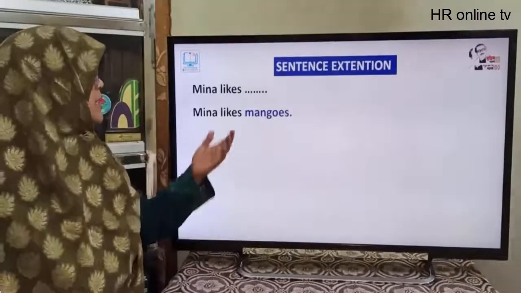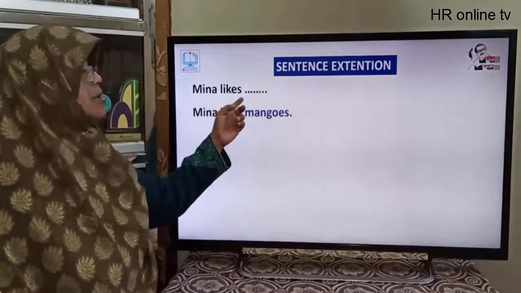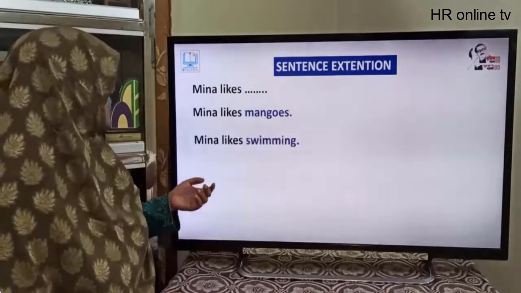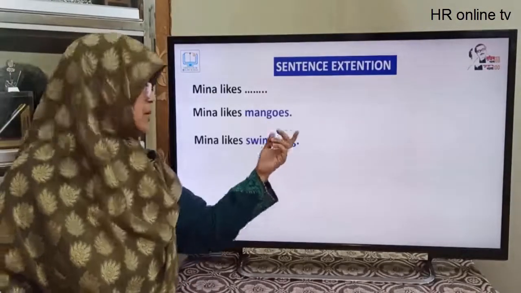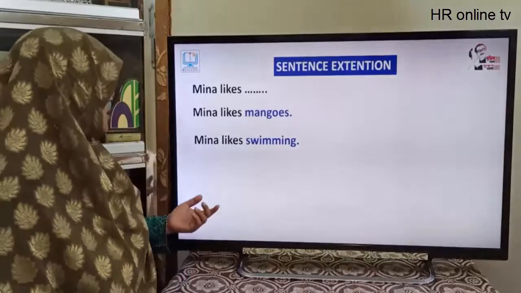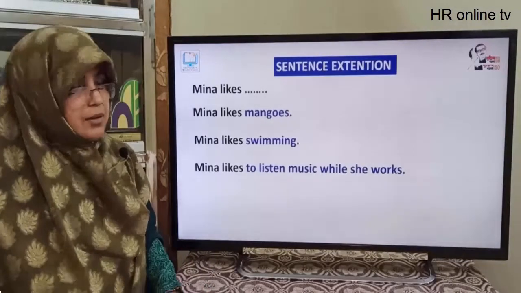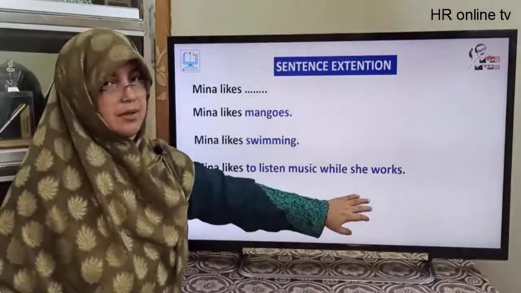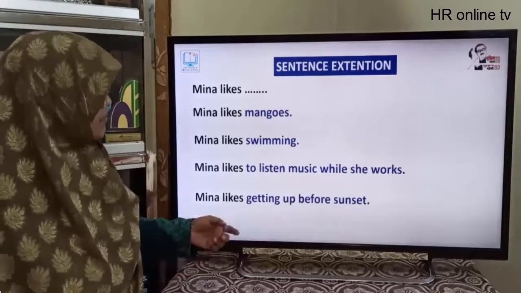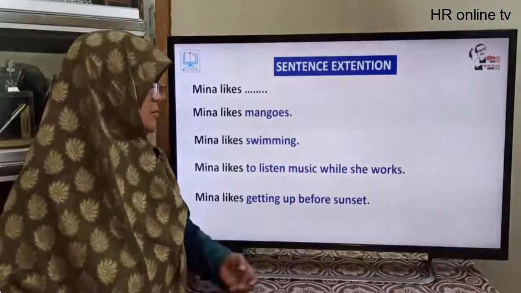Mina likes mango. What does Mina like? Mina likes mango. It gives information. It's not complete. Mina likes what? What does she like? Then, Mina likes swimming. It's a noun. Mina likes swimming. Mina likes playing. Mina likes to listen to music while she works. It's a long sentence, but the structure is also the same. Mina likes getting up before sunset. It's a sentence also.